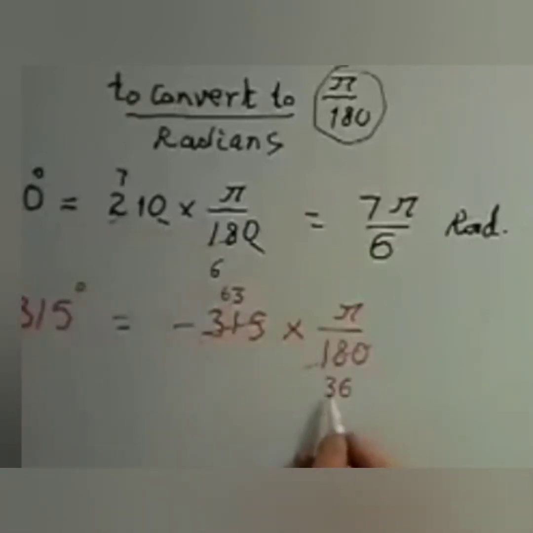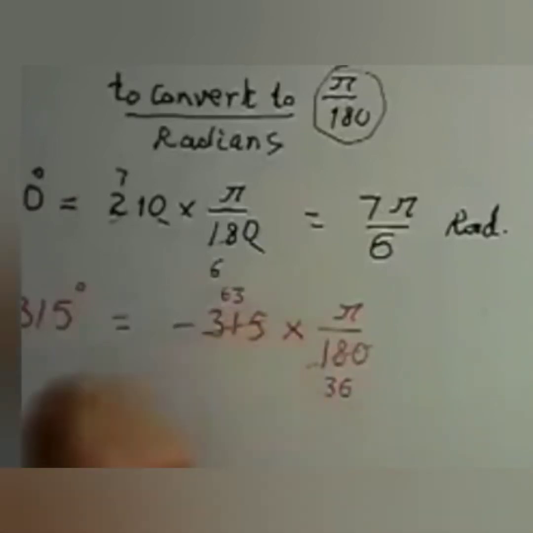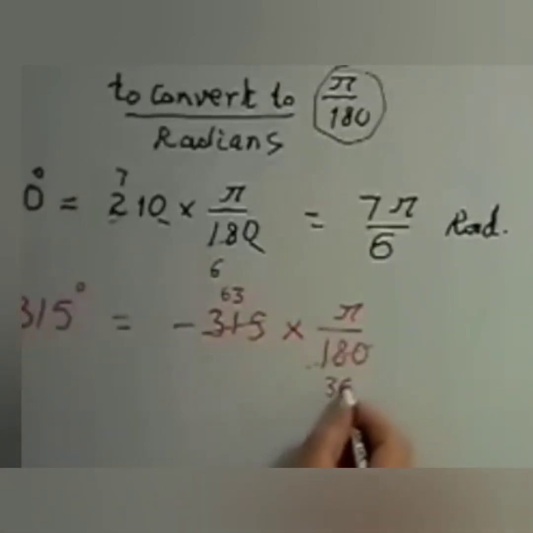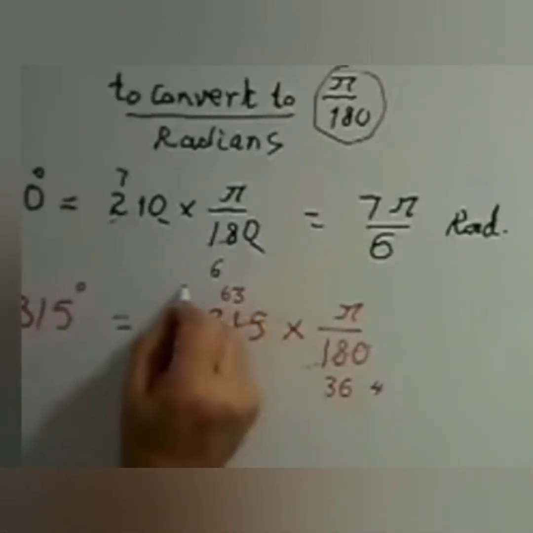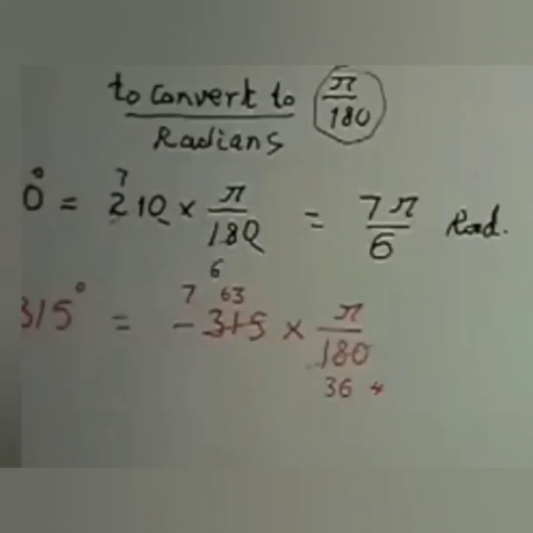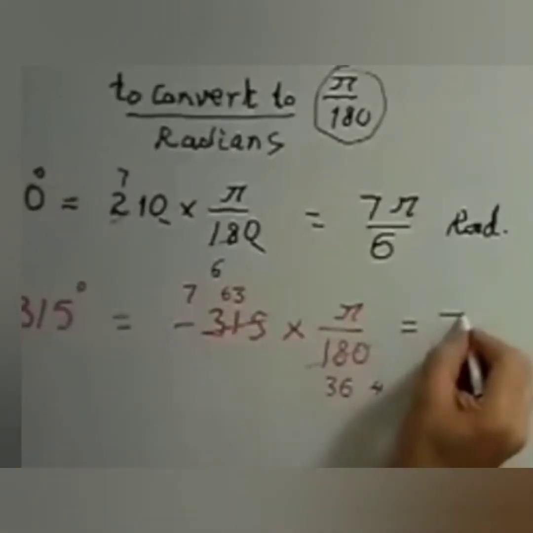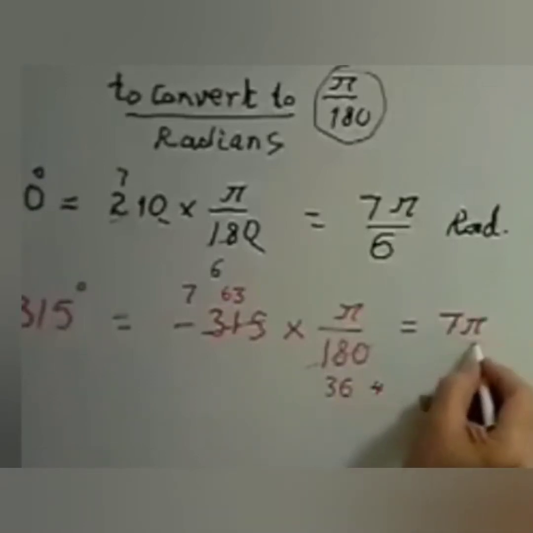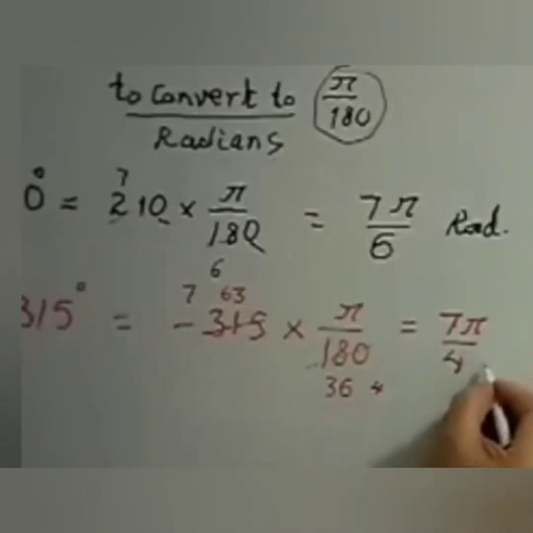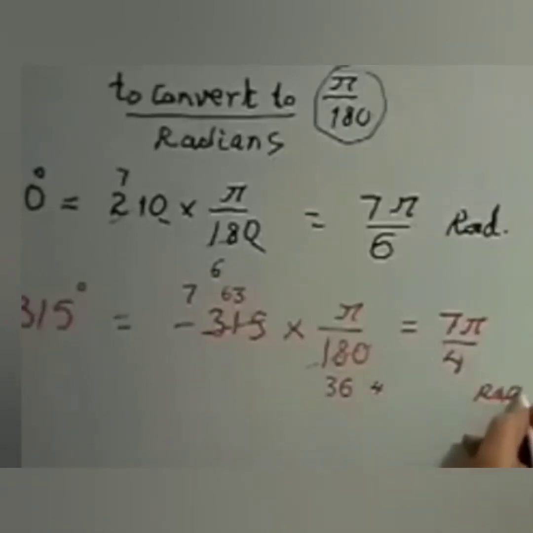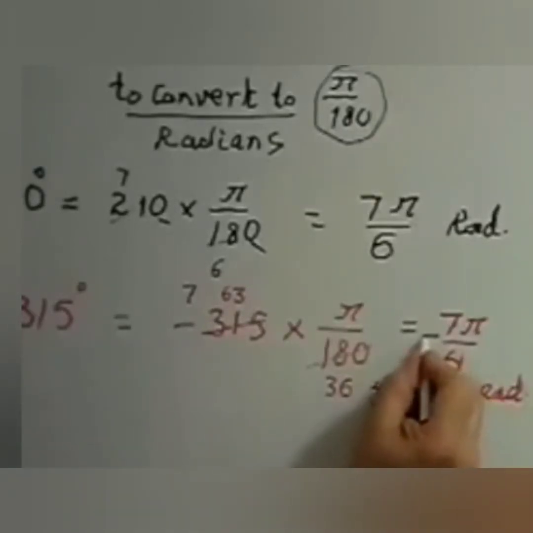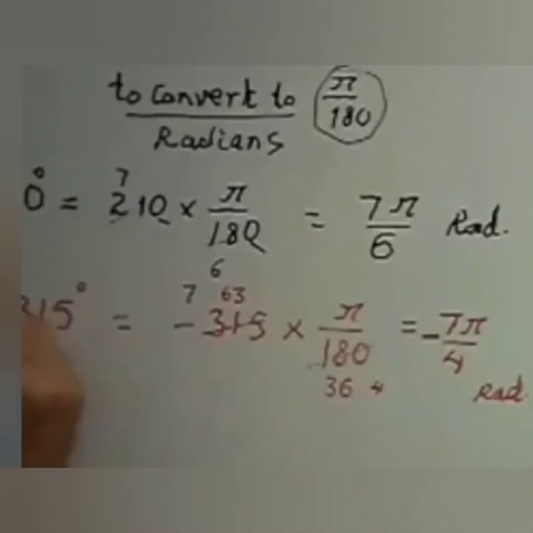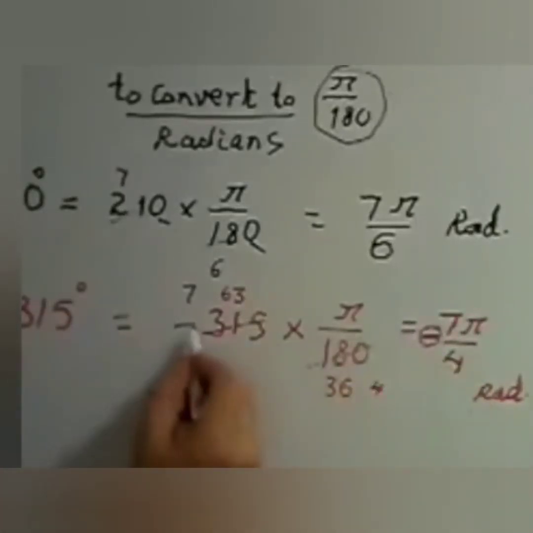Again we can divide here by 9. This here is 9, the common factor is 9. So here 36 divided by 9 will give you 4, and here 63 divided by 9 will give you 7. So it will be 7 pi over 4 radians. And negative, don't forget the sign, which is the same sign here. Okay?